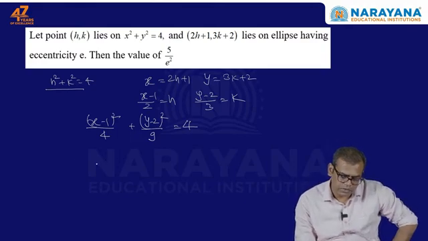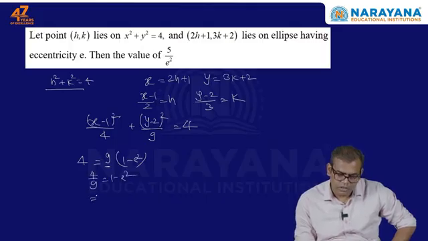So write the relation between major axis, minor axis and eccentricity. Then b square by a square is 1 minus e square, and here 1 minus e square, this is the square of half of the major axis. So here 9 will come and 4 will come here. So 4 by 9 is equal to 1 minus e square. Therefore e square is equal to 1 minus 4 by 9 is equal to 5 by 9. So e square is equal to 5 by 9.